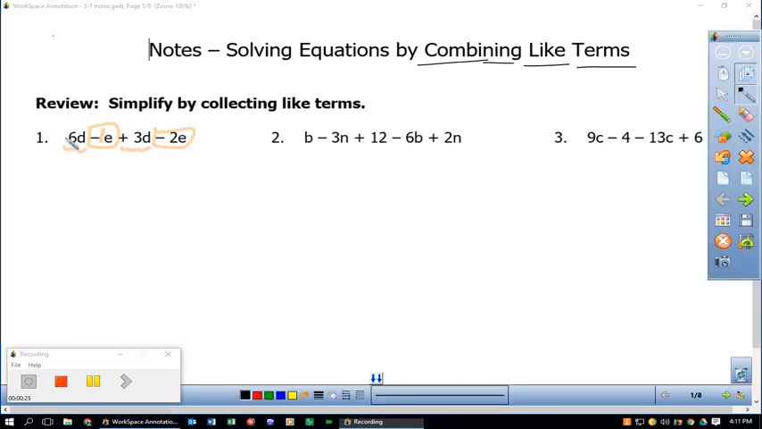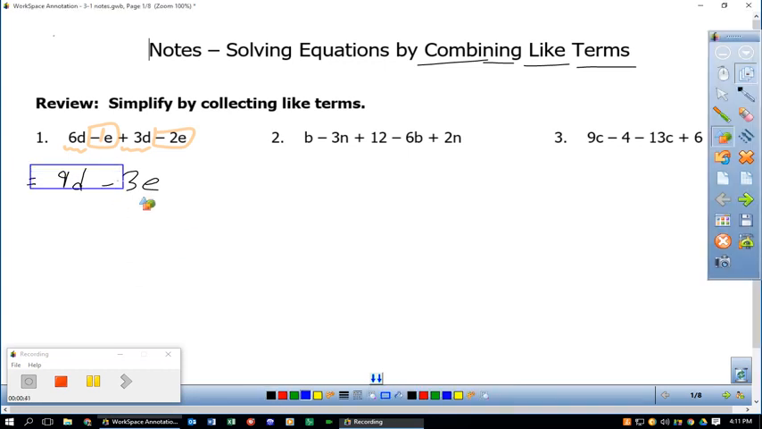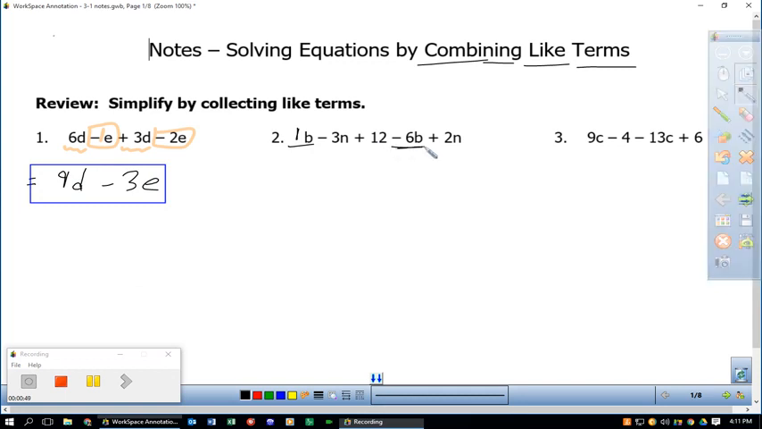So combining this, we have 6 plus 3, so that is 9d, and then negative 1 minus 2, minus 3e. And there's our solution. All right, number 2, we have b, that is going to be a 1b. Let's see, minus 6b. 1 minus 6 is negative 5, so negative 5b.